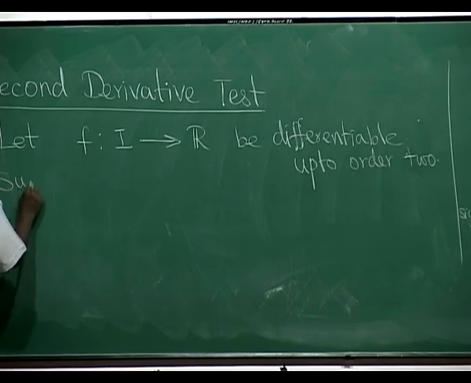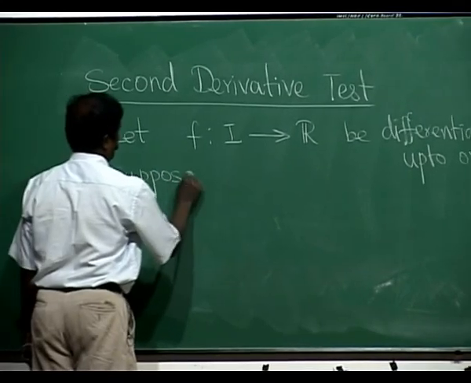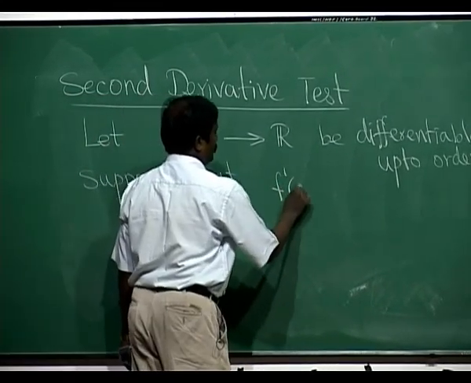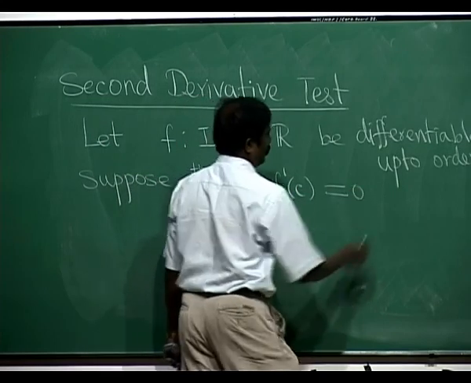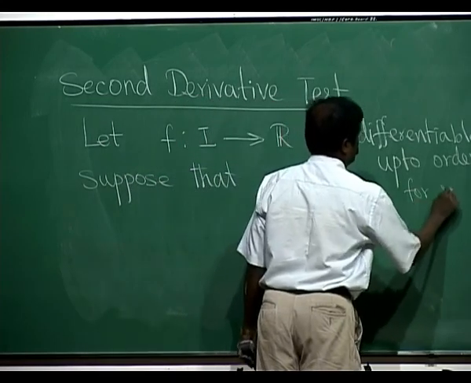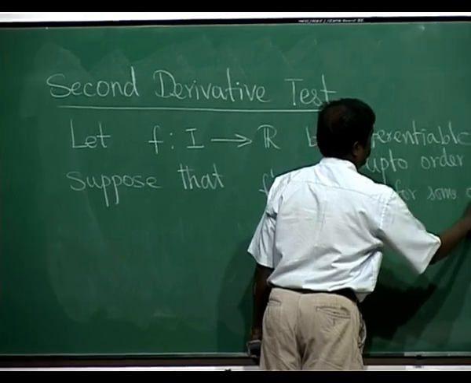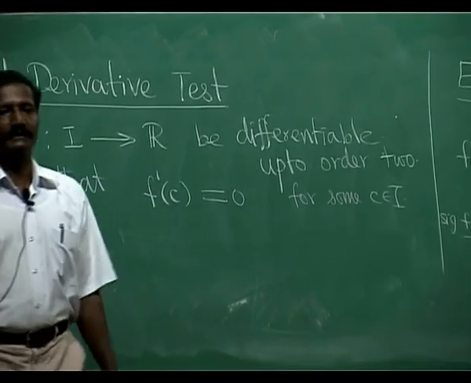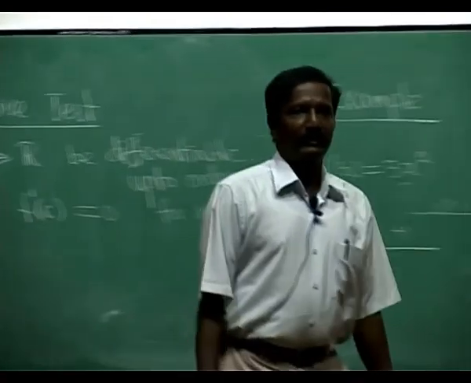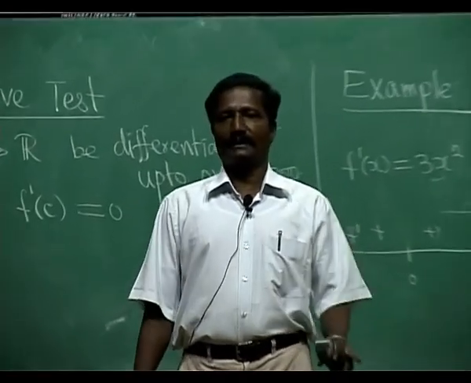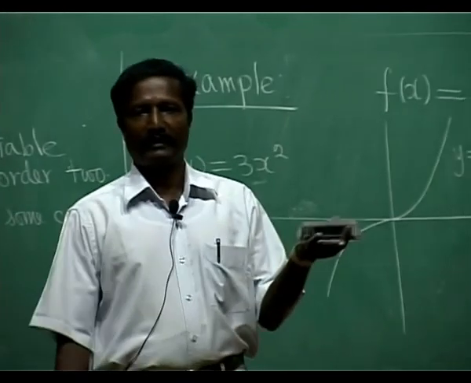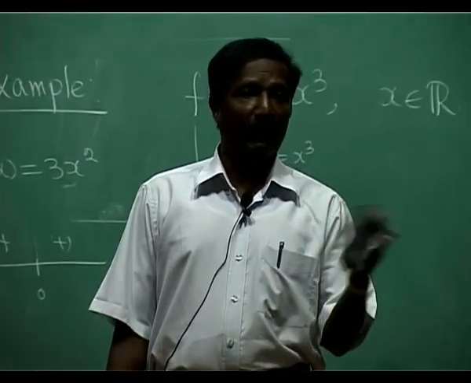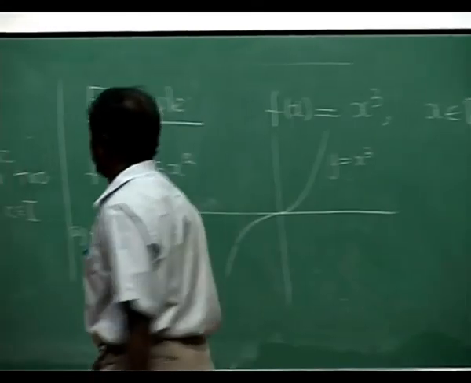Suppose that f'(c) = 0 for some c in I. That means c is a critical point. That means potentially at c we may have a relative maximum, or relative minimum, or neither, right?